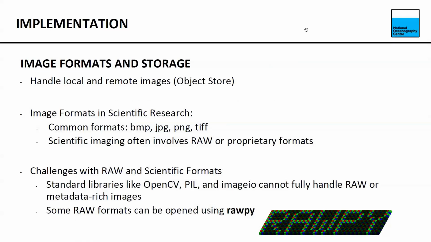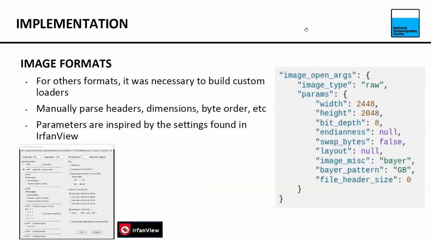About imaging formats and storage, the package can handle local and remote images. When I say remote, I mean images in an object store. It can handle the most common formats, but for people that work with images, like seabed images or even medical images, normally we work with raw formats or proprietary formats, and tools like OpenCV, Pillow, and ImageIO cannot handle this type of data easily. There is a Python library called RawPy that can handle most of those types of data. However, for some types of data, we need to build custom loaders.